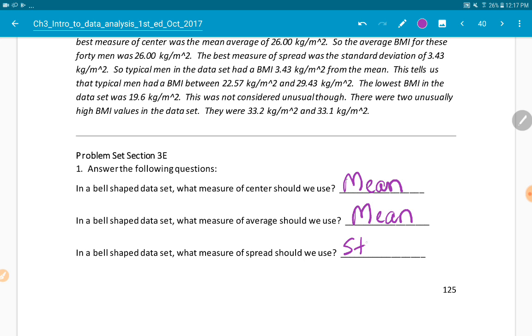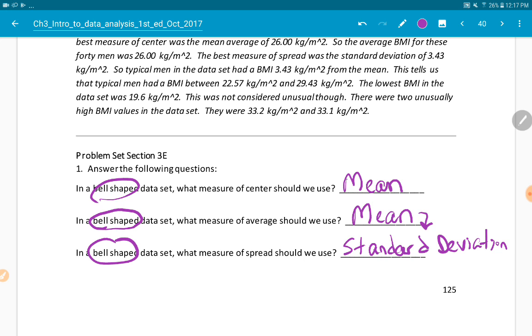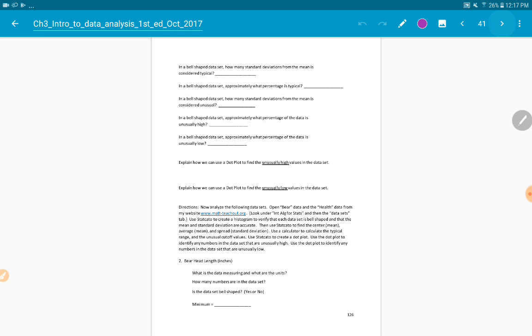And that is standard deviation. Standard deviation is derived from the mean. It's a measure of the typical distance each data point is from the mean, and they are linked. So when we use the mean, we use the standard deviation, and we use both of those only with bell-shaped data. Any other data shape, we will not use the mean or standard deviation.